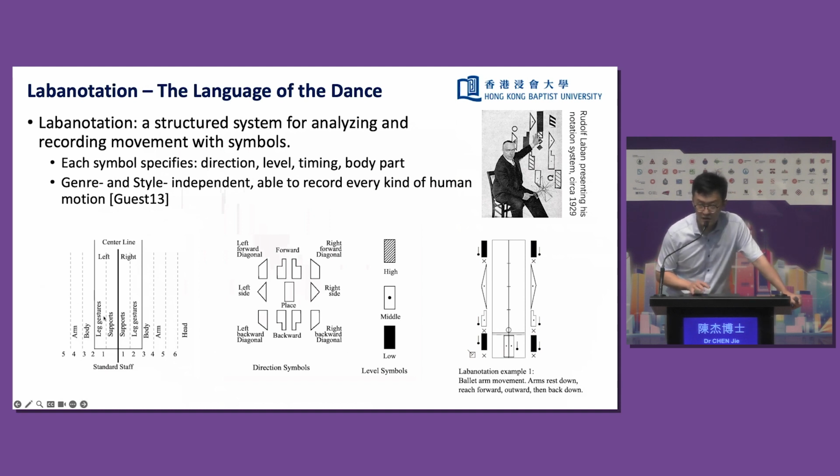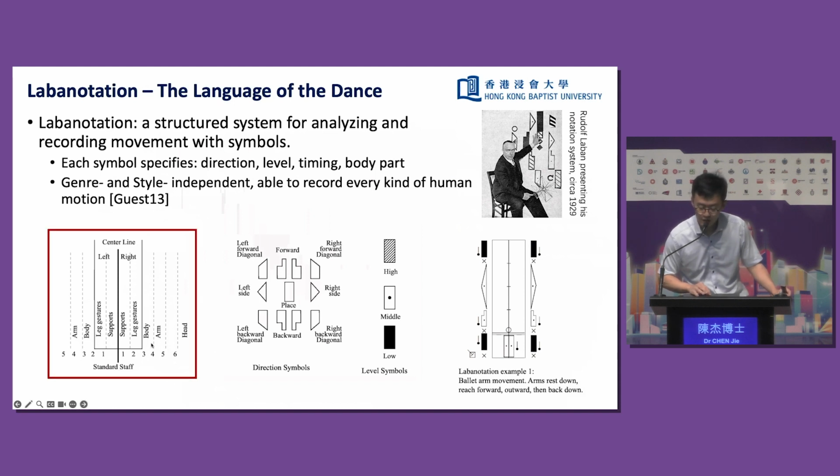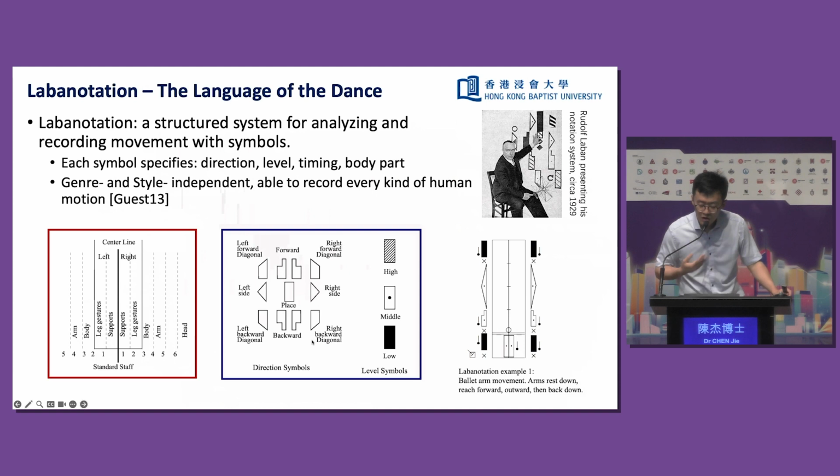And the columns here, the staff here, do not represent pitch. They represent the usage of different body parts. For example, in the center, we have body support, and then we have leg, and we have body, and we have arm, etc., etc. Okay? And then Laban notation uses the shape to indicate direction, and uses shading to indicate the level of each movement.